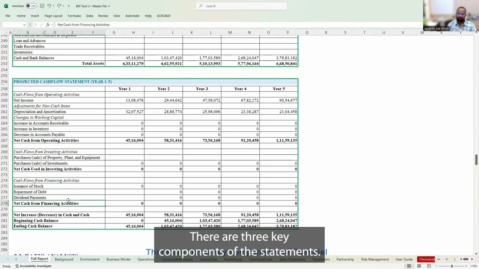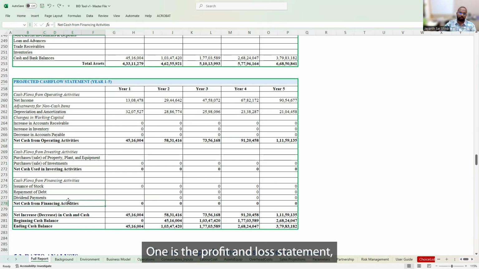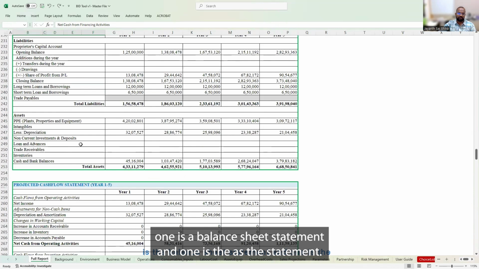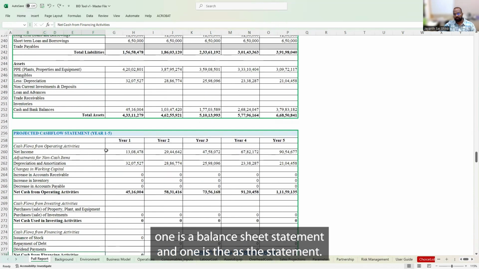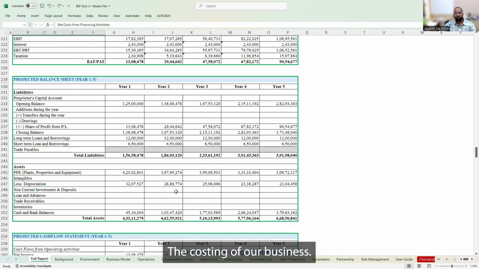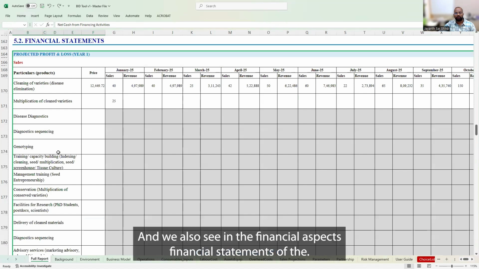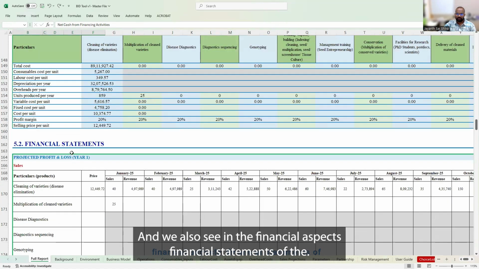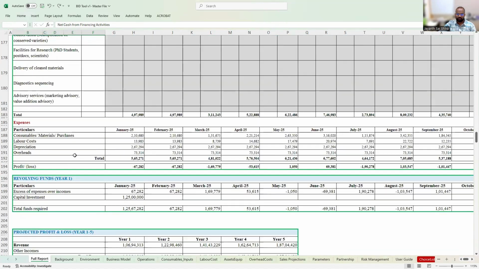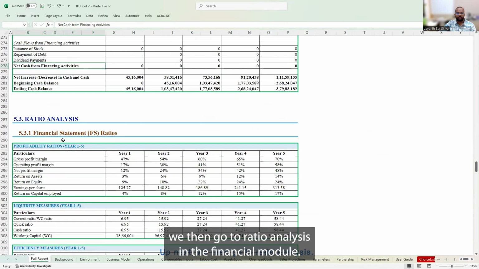There are three key components of financial statements. One is the profit and loss statement, one is the balance sheet statement, and one is the cash flow statement. So we have just seen the costing of our business, and we also seen the financial aspects, financial statements of the business. Up next, we then go to ratio analysis in financial module.